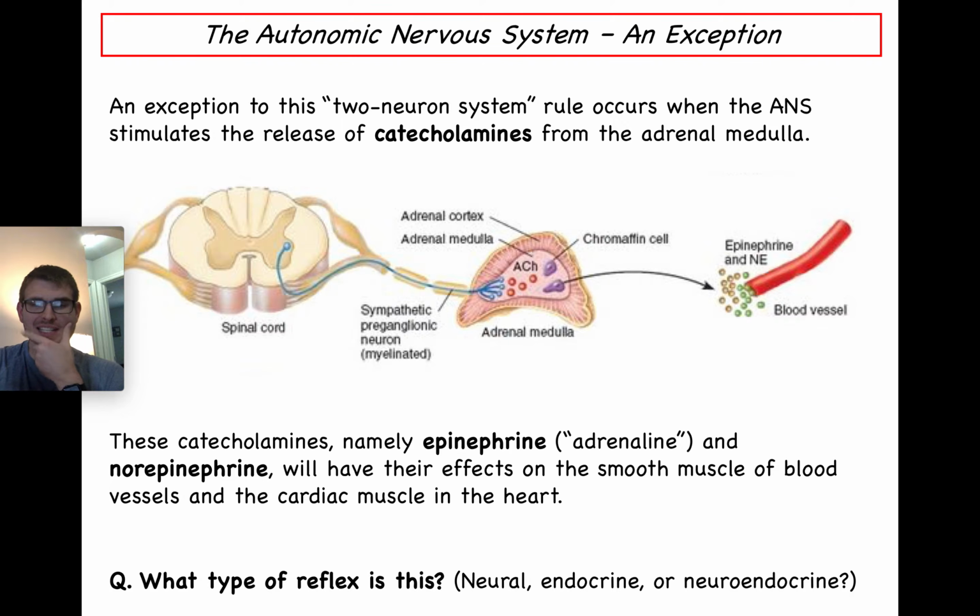So this gets us back to our communication chapter. I want you guys to think about this, and I want you to go look for the answer on your own. You'll have to go back to the communication chapter. What type of reflex is this? We talked about 3 different types of reflexes: a simple neural reflex, an endocrine reflex, and a neuroendocrine reflex. So I want you to try to think about what type of reflex you actually see indicated here.